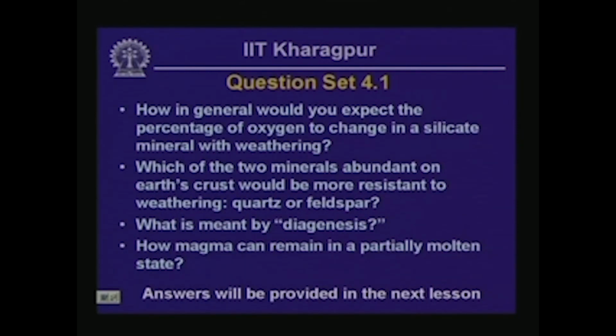So, we close with a question set which you should try answering in your spare time. The first question is how in general would you expect the percentage of oxygen to change in a silicate mineral with weathering? Second question is which of the two minerals abundant on Earth's crust would be more resistant to weathering, quartz or feldspar? Third question is what is meant by diagenesis? And fourth one is how magma can remain in a partially molten state. Try answering these questions. I will help you out with the answers when we meet the next time.